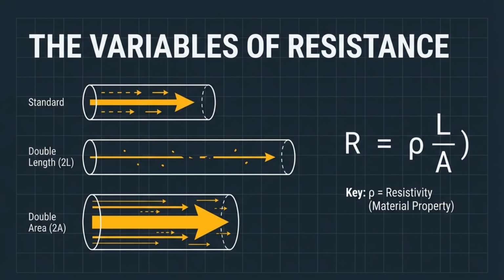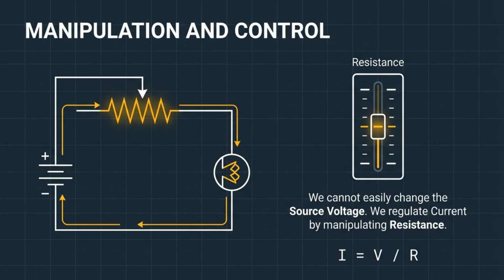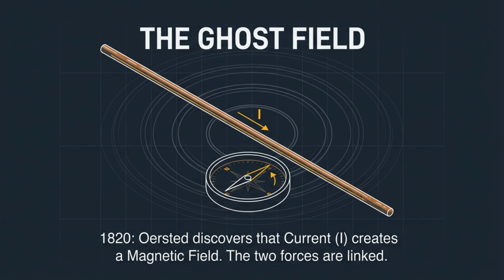Resistance is defined by the resistivity of the material, the length of the conductor, and its cross-sectional area. Longer conductors have more resistance, while wider conductors have less. We manipulate and control the circuit by changing the resistance. While the source voltage remains relatively constant, we regulate the current by adjusting the resistance, following the formula I equals V divided by R.